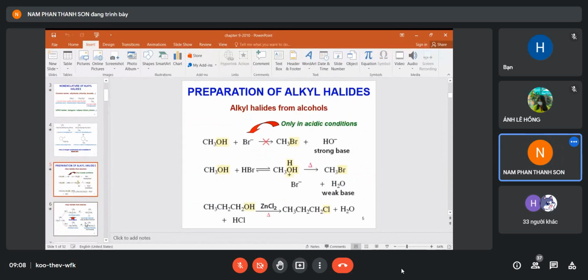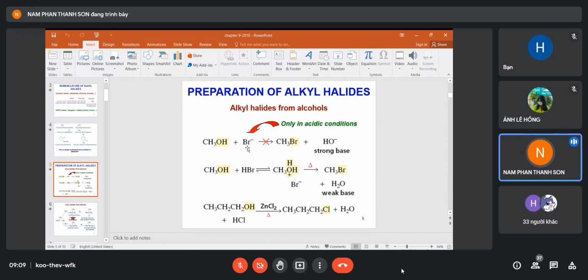Anyway, how to make alkyl halide? How to add one halogen atom to a carbon structure? The first method is to replace OH in alcohol by a halogen atom. So we need to carry out a substitution reaction.